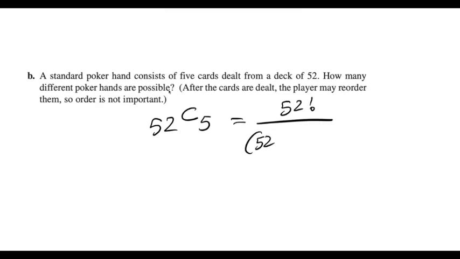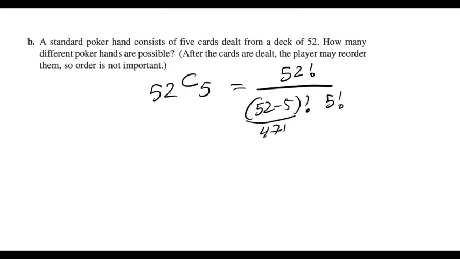A standard poker hand consists of 5 cards dealt out of 52. How many different poker hands are possible? As the cards are dealt, players may reorder them as they want. If you ever played poker, when you get your 5 cards, it doesn't matter which order you get them. As long as you get them, you get them. So this is going to be 52C5. Using the formula, it's 52 factorial over (52 minus 5) factorial times 5 factorial.